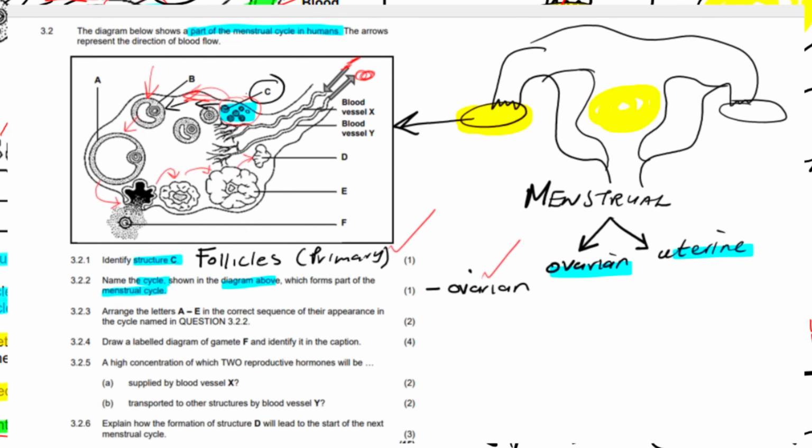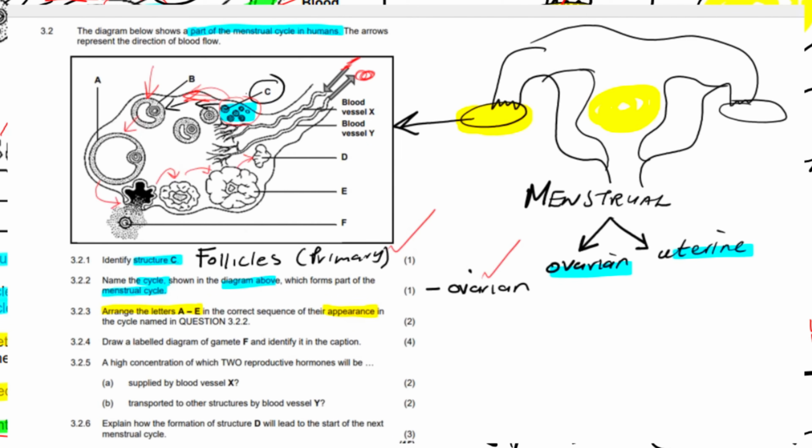So now let us continue. Now arrange the letters A to E in the correct sequence of their appearance in the cycle. Listen carefully to this question. It says we should arrange the letters A, B, C, D, E in accordance with the correct sequence of their appearance.